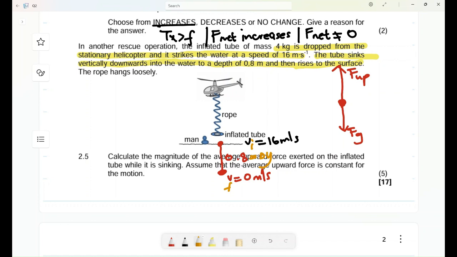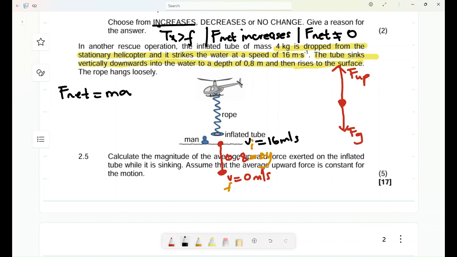Now the question is hidden, but please bear with me. It says calculate the magnitude of the average upwards force exerted on the inflated tube while it is sinking. Assume that the average upwards force is constant for the motion. It is constant, but now we have to apply Newton's second law, which says F net is equal to ma.